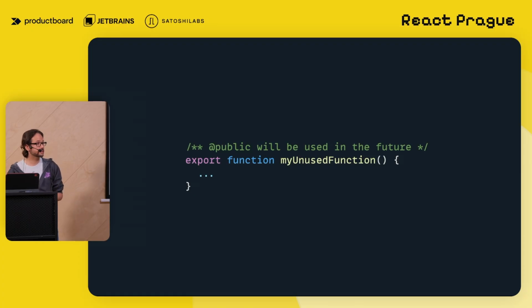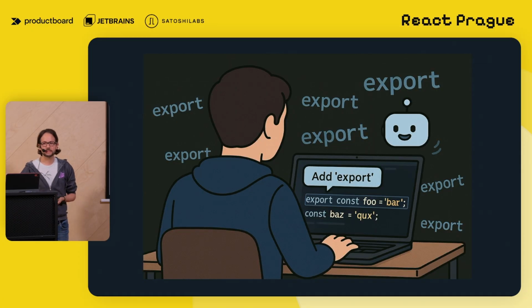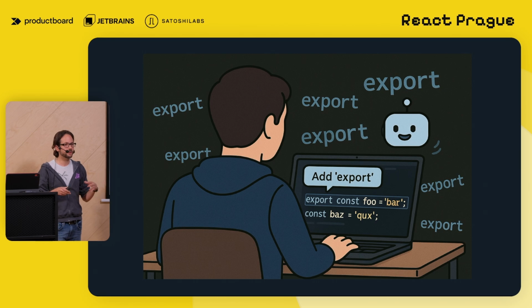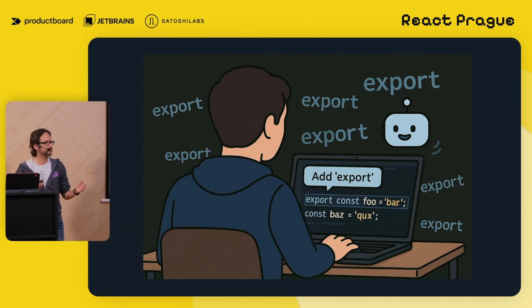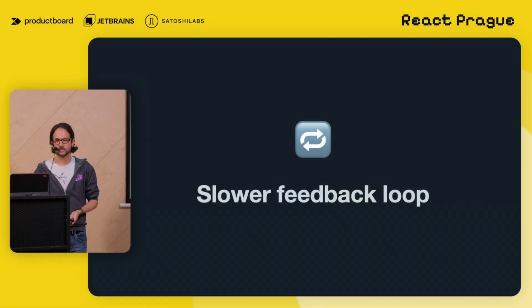Another tendency that I've seen is that some people just write export in front of everything. I don't know if that comes from copy pasting, or maybe it comes from AI, or because we think we have to do that. But then what happens is that you do this, and then you push your PR, and then Knip reports it in CI, and then you go back and you change it, and you push it again, and all of this creates kind of a slow feedback loop that can be a bit annoying.